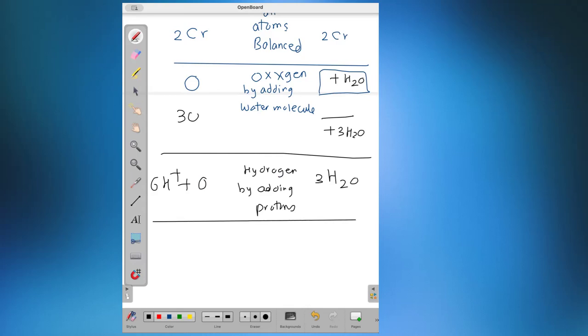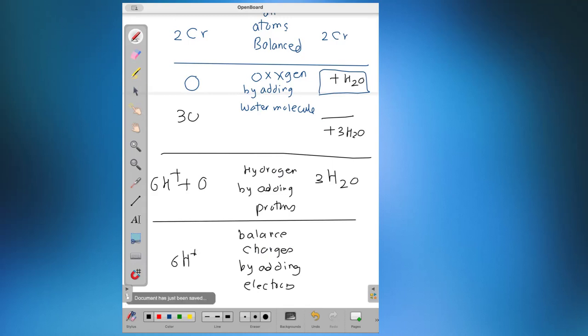The last thing to do is to balance the charges. How do you balance the charges? By adding electrons. In this part, for example, there are now 6 hydrogens, so 6 positive charges, and here there is 0 charge. So you need to add electrons on the left side. How many electrons will I add? I will add 6 electrons. So now there is 6 here and 6 here, so the total is 0.